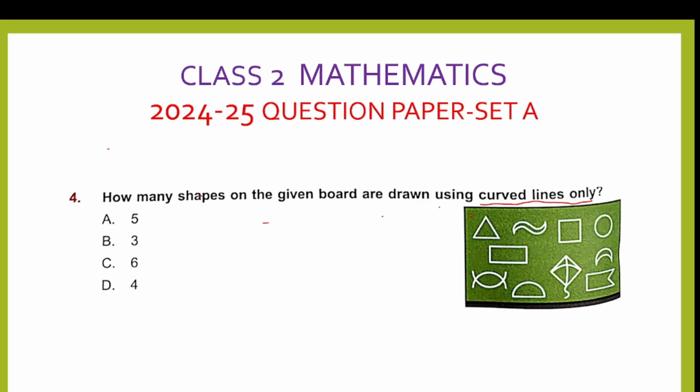So the question is, how many shapes on the given board are drawn using curved lines? So we have to find out the shapes whose lines are only curved. So if you observe the first one, that is a triangle which is drawn by straight lines, so we cannot choose it. In this figure, yes, there are curved lines, so we can choose. In the square, we cannot choose. Circle, we can choose. Rectangle, we cannot choose. Here this figure, yes, we can draw using curved lines.